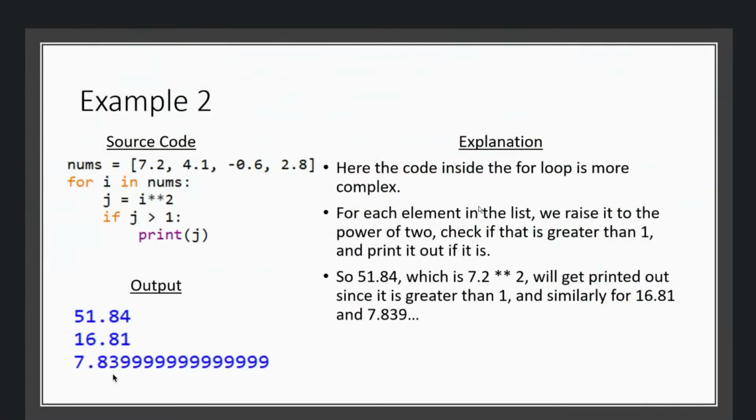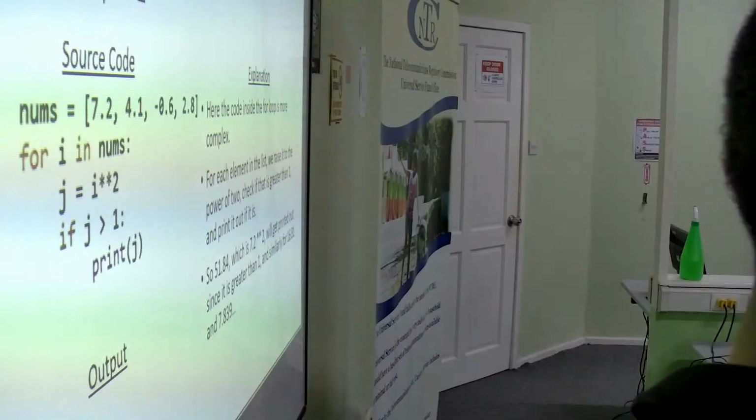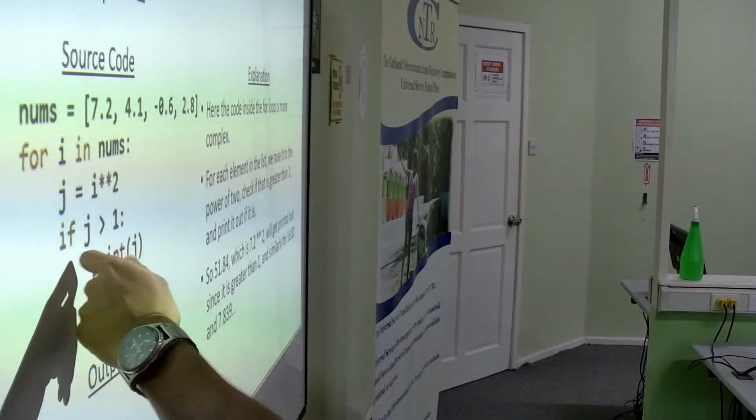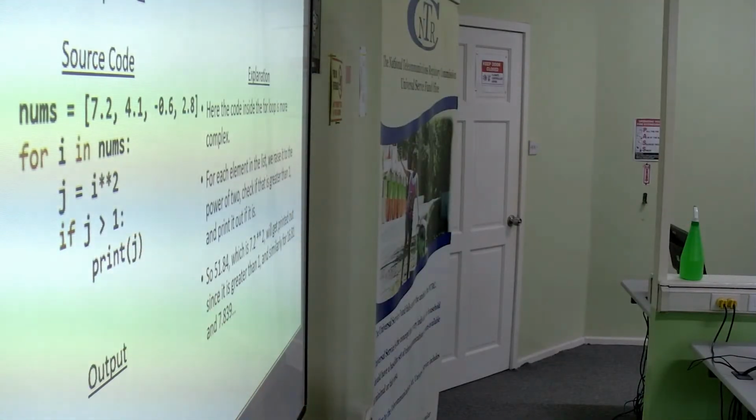So let's create another list. We say nums equals 7.2, 4.1, minus 0.6, 2.8. Then I said for i in nums. So you realize I use a different element variable. So for i in nums, I'm going to say j equals i squared. Remember this operator, right? And i equals one of them. And then I'm going to say if j is greater than 1, I'm going to print out j. So tell me what's my output.